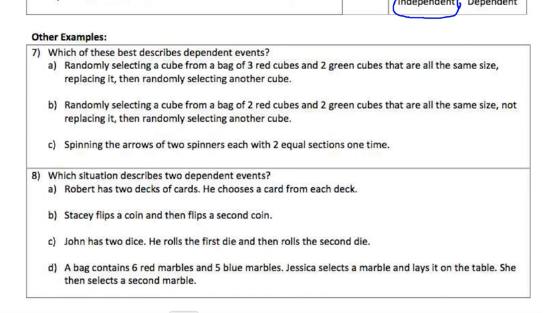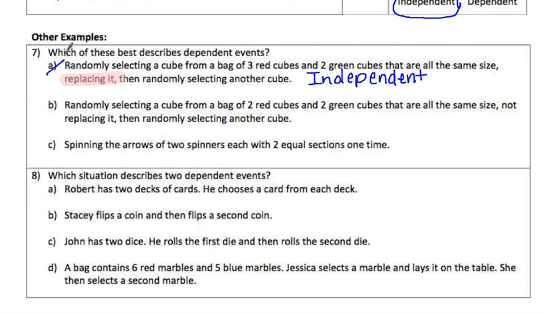Randomly selecting a cube from a bag of 3 red cubes and 2 green cubes that are all the same size, replacing it, and then randomly selecting another cube. The important thing to look for here is that it says replacing it. When it says replacing, automatically that is independent, because I'm not having to remove one from the pile. I can just leave them all there. So letter A is not the answer.